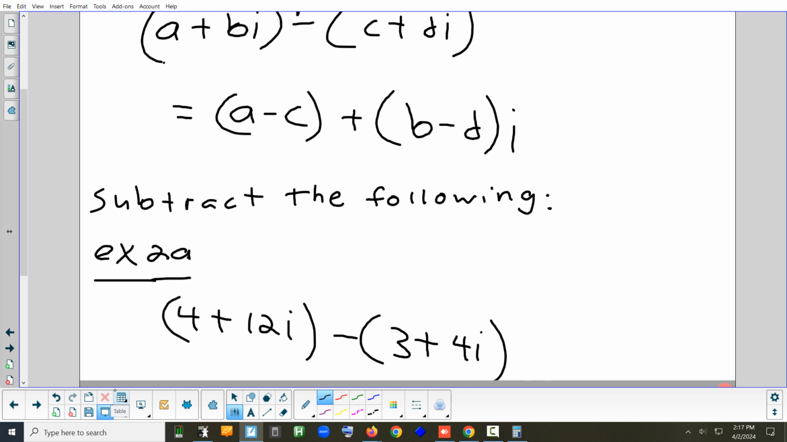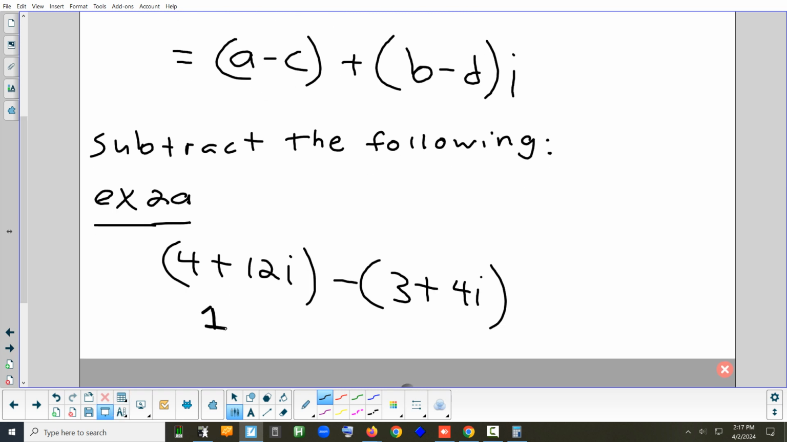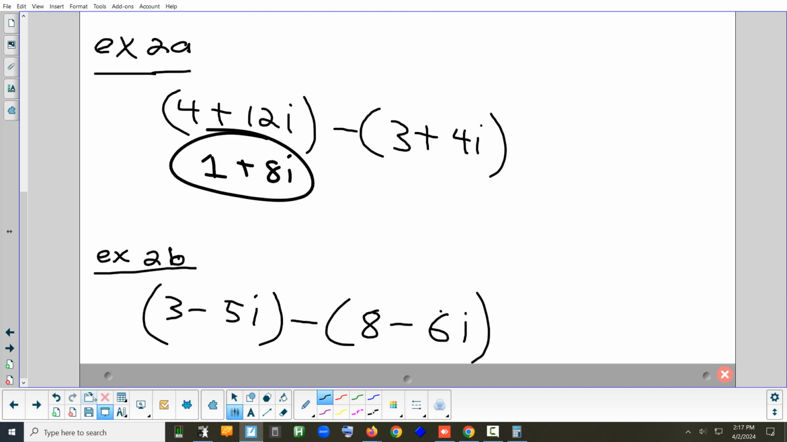So 4 minus 3, that's going to give you the real part. And then 12i minus 4i, 12 minus 4, 8i. Yep. Thought it was a minus in between. We're going to do one in a second where we might end up with a minus in between. Or maybe we won't. We'll see what happens.